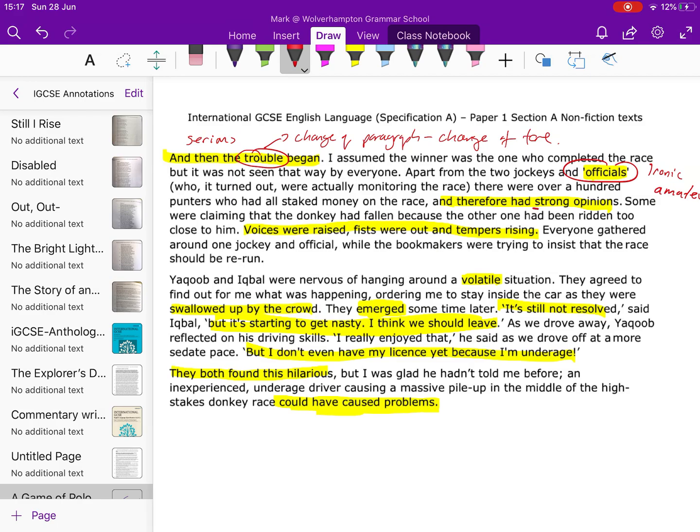We have a little bit of understatement here, strong opinions. If they all staked money on the race, that's the least they would have, strong opinions, and then we have this tricolon of voices were raised, fists are out, and tempers rising.